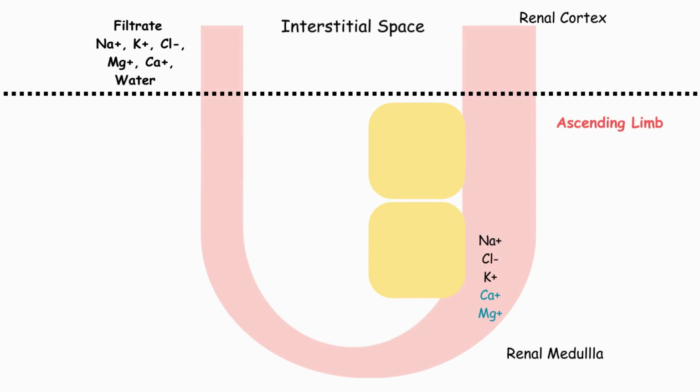Ascending limb is only permeable to solute. In thin ascending limb, sodium and chloride are absorbed passively into interstitial space, while in thick ascending limb there is a cotransporter on the cell membrane. It allows absorption of sodium, potassium, and chloride ions from filtrate into cell. From inside the cells, these ions are transported into interstitial space through channels present at the basolateral membrane.